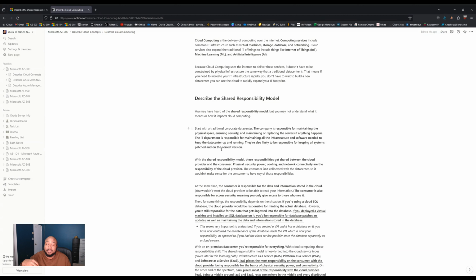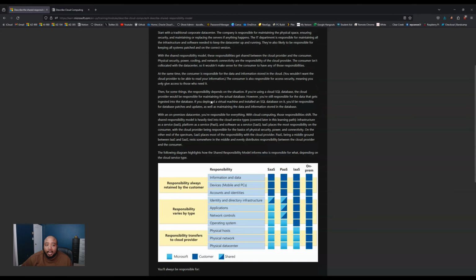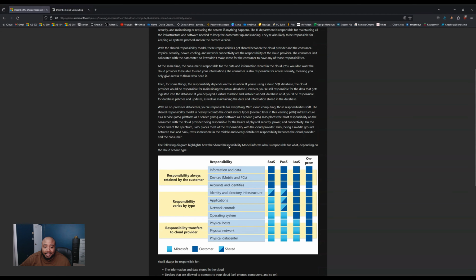So the IT department pretty much just has to control the devices themselves. They don't really have to worry about the servers, the directories and stuff, or creating it. They don't really worry about that. So that's more of an infrastructure as a service. So if you look through here, this is the Learn site. It explains it a little better.